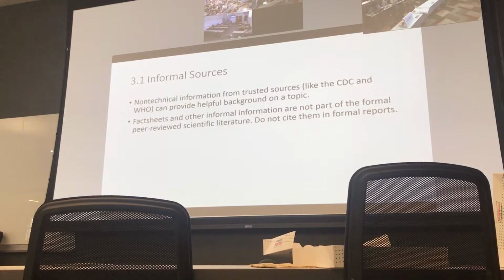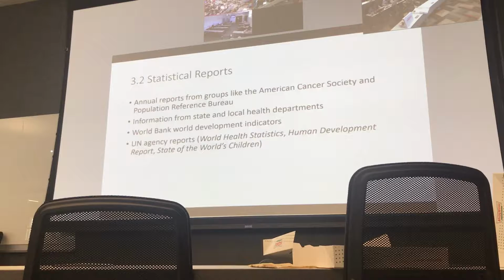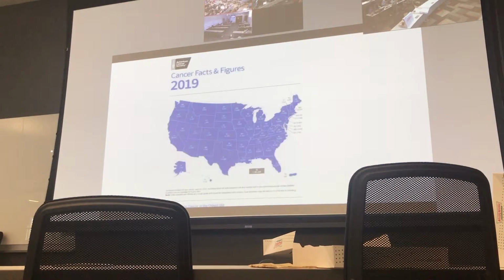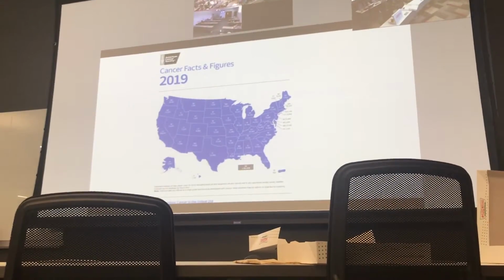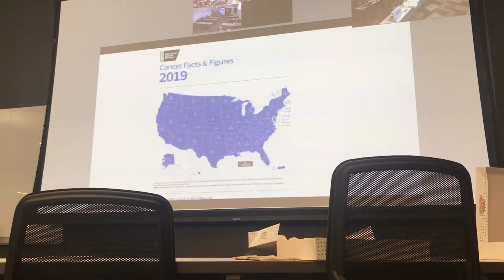Now you could develop an educational study, and that would become part of a formal report. Statistical reports are annual reports from groups like the American Cancer Society and the Population Reference Bureau. Information from state and local health departments are essentially population reports. This is an example of the American Cancer Society Facts and Figures for 2019, a comprehensive look by state at specific kinds of cancer, population for the year, and estimates. It's a very well trusted source for cancer facts and data when you're looking at cancer research.